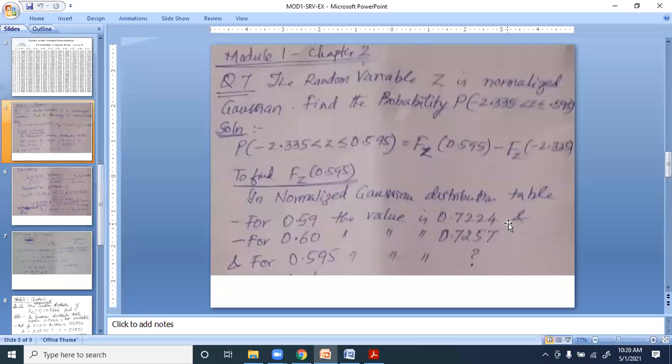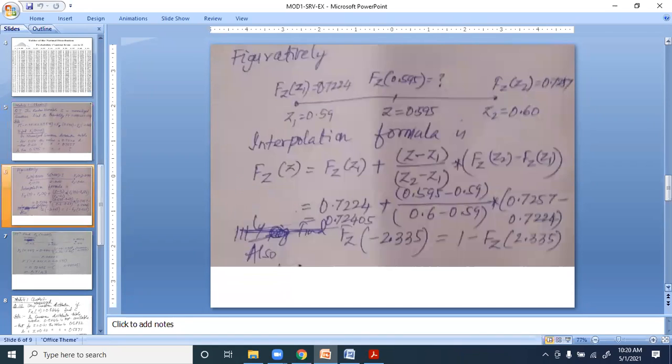So those two values are written there. For 0.59, the value in the table is 0.7224. For 0.60, the value is 0.7257. So how much is the value for 0.595? That's what we need to find out. To find that, we use interpolation. At Z1, which is 0.59, we have 0.7224. At Z2, which is 0.60, you have 0.7257. So at Z, it will be F(Z1) plus (Z minus Z1) by (Z2 minus Z1) multiplied by (F(Z2) minus F(Z1)).